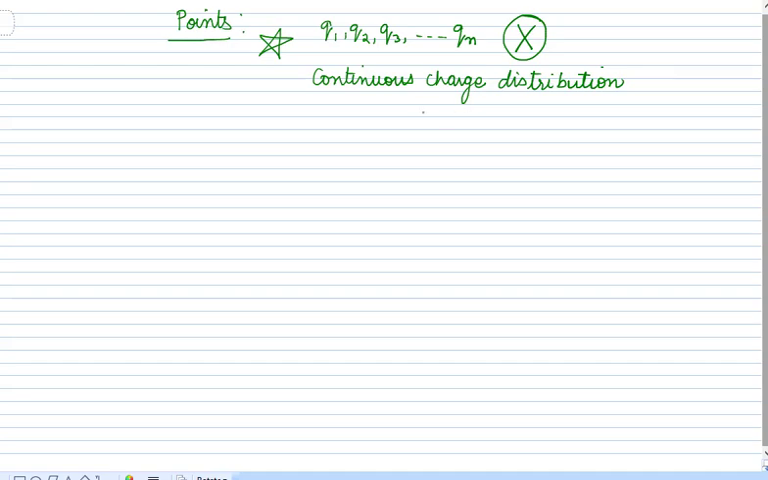If there is a continuous charge distribution, we can take the volume charge density rho. Rho is the volume charge density, and it is a function of the distance r, so I have written rho as a function of r. We divide this charge distribution into small volume elements, delta V1, delta V2, and so on up to delta Vn.